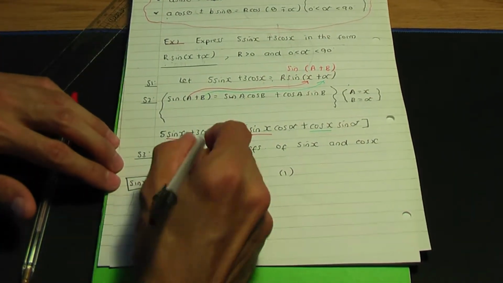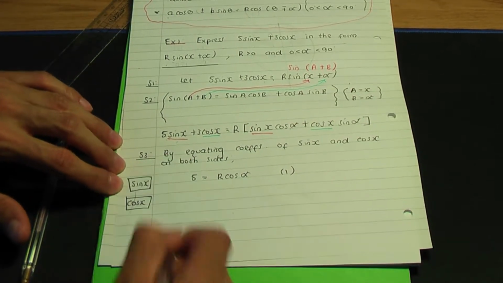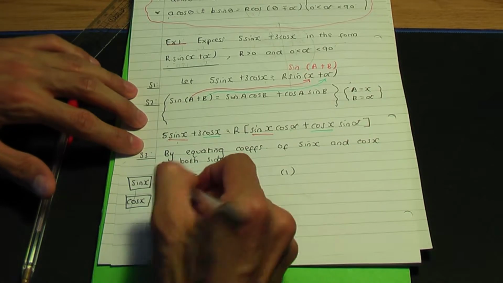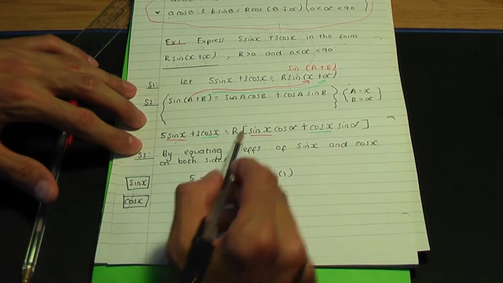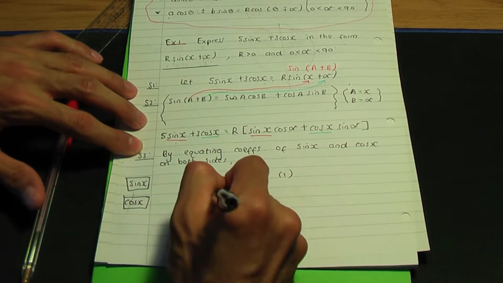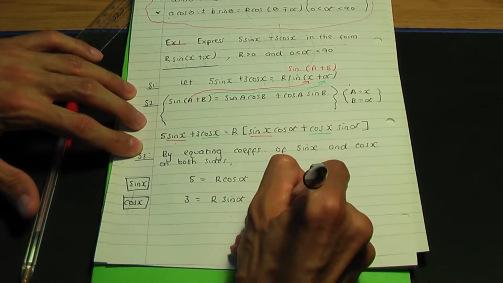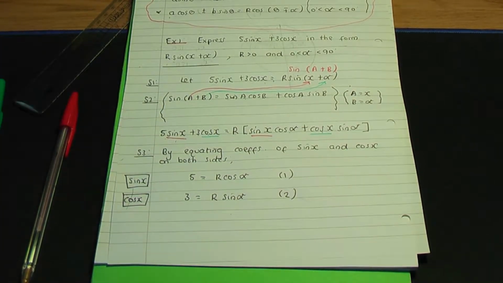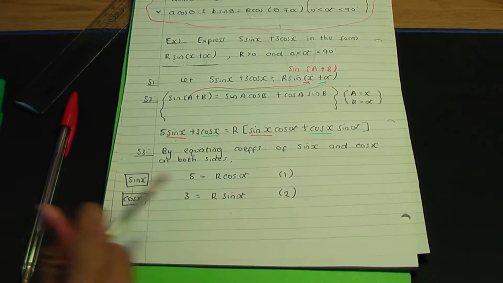Now if I do the same with cos x, coefficient on the left is 3 rather, so 3 on the left. Coefficient of cos x on the right is r sine alpha. Let me name that equation 2. Okay, now that is step number 3.